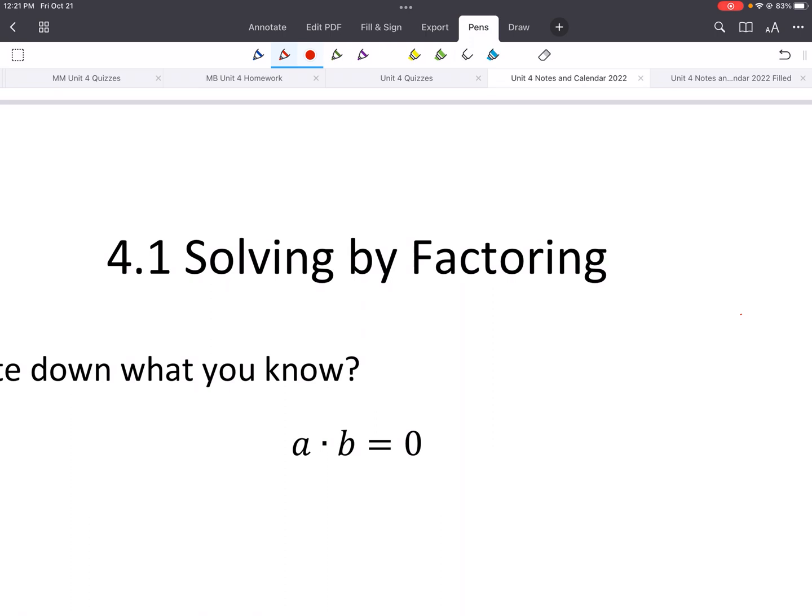This entire unit is about solving. There are different ways to solve. We'll have 4 different ways that we'll do that. The first is to solve by factoring.